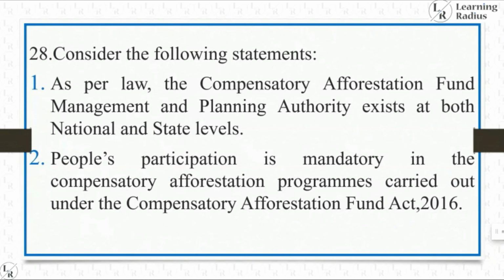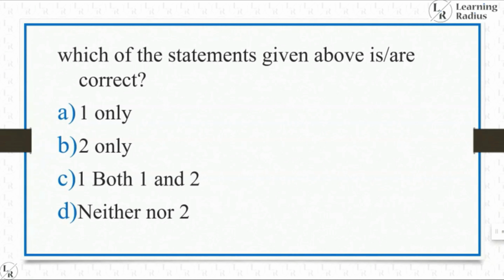Consider the following statements. As per law, the Compensatory Afforestation Fund Management and Planning Authority exists at both national and state level. People's participation is mandatory in the Compensatory Afforestation Program carried out under the Compensatory Afforestation Fund Act 2016. Which of the statements given above is correct? 1 only, 2 only, both 1 and 2, neither 1 nor 2.